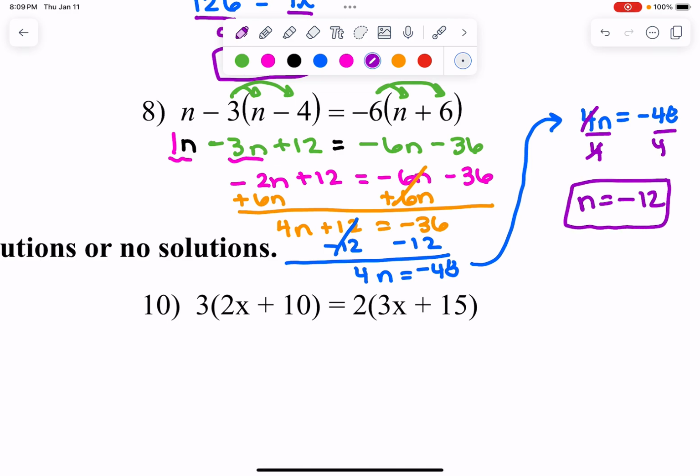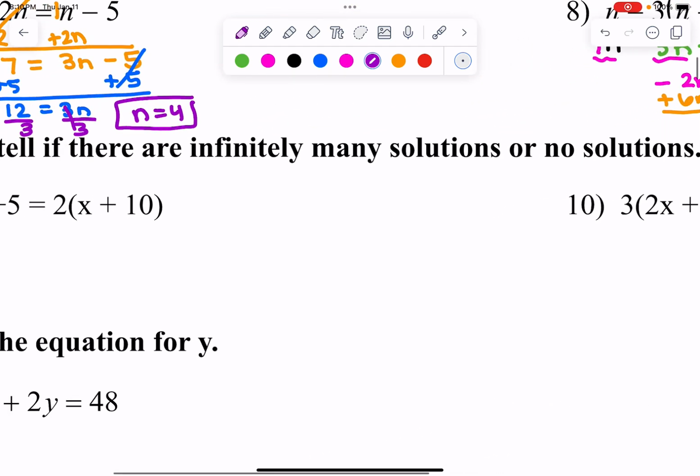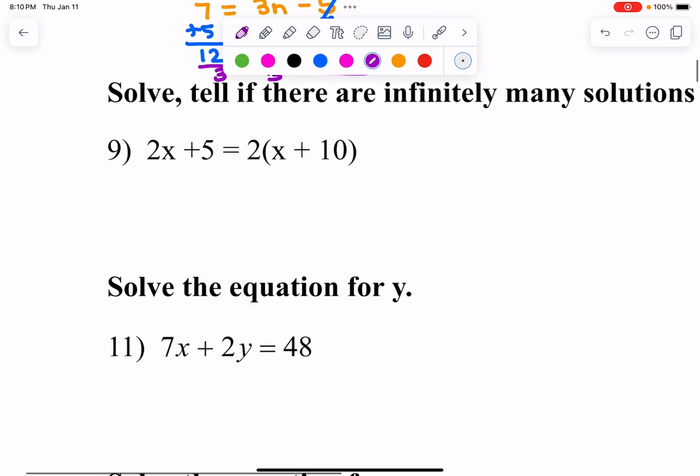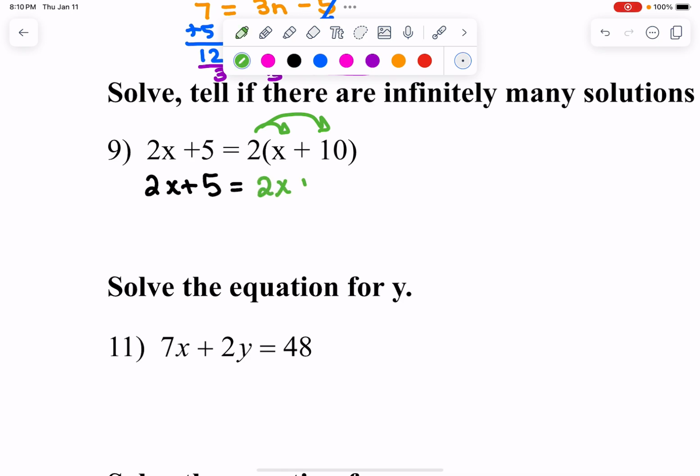All of these problems were normal problems that came out with one answer. But we also know that we can have infinitely many solutions or no solutions. Let's take a look at those two cases in number 9 and 10. For number 9, when I distribute the 2 to both the x and the 10, I'm going to leave my 2x plus 5 alone in the front. And then on the right-hand side, I'm going to get 2x plus 20.